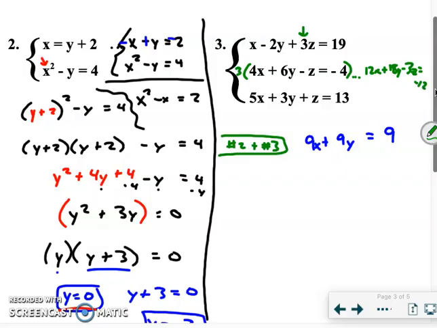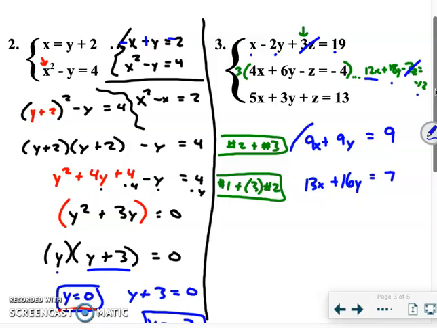And down here, the plan is that I want to take my first row plus, remember, we're doing 3 times the second row. So in doing exactly that, x plus 12x is going to give us 13x. Negative 2y plus 18y is going to give us 16y. The 3z and the negative 3z will cancel, and 19 plus negative 12 gives us positive 7. This is my new system of equations that we're going to go about solving.